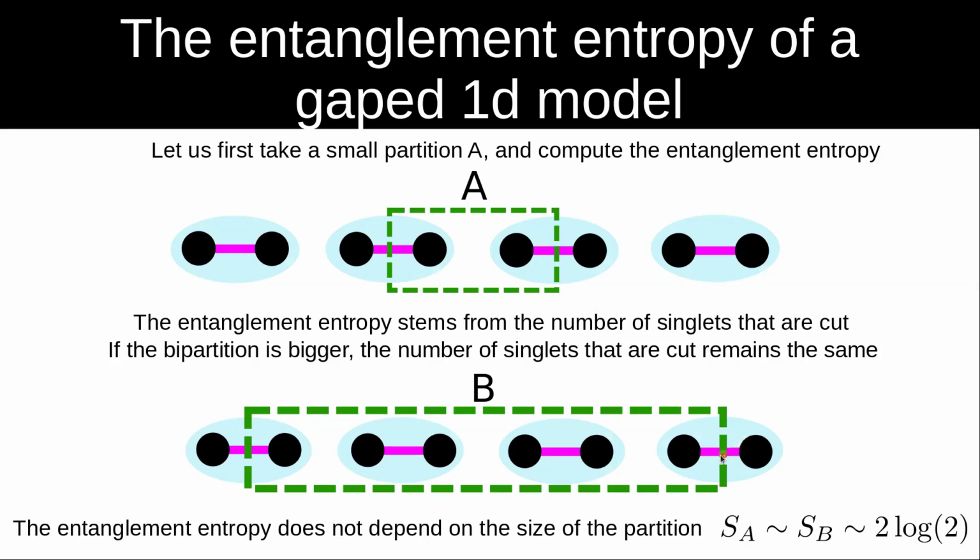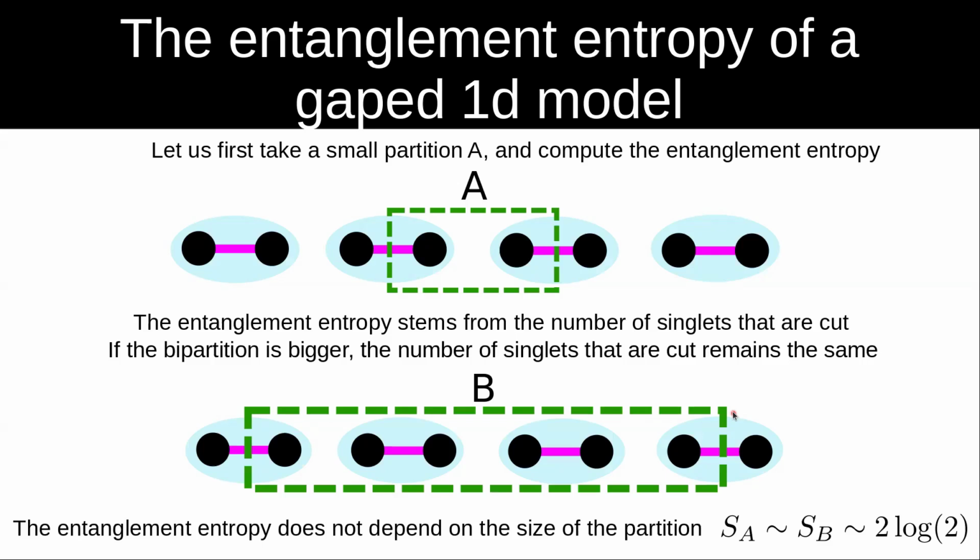What it's important to note is that the contributions for the first bipartition are actually the same as the contributions for the second bipartition. So the entanglement entropy of this system actually does not depend on the size of the bipartition. In particular, you can think that in both cases, if you consider the Hamiltonian before, the entanglement entropy is going to be 2 times the logarithm of 2.